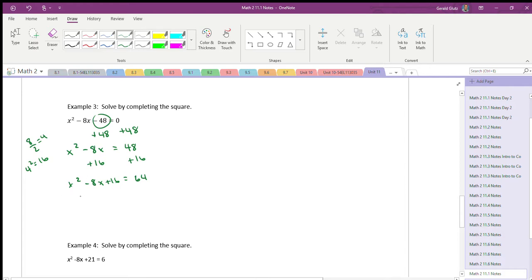Now I should have a perfect square on the left side. If I take half of 8, I get 4. Square root of 16 is 4. So I do have a perfect square. Since this is a minus sign, this will be a minus. So x minus 4 squared is equal to 64. Next step, get rid of that squared, so take the square root on both sides.